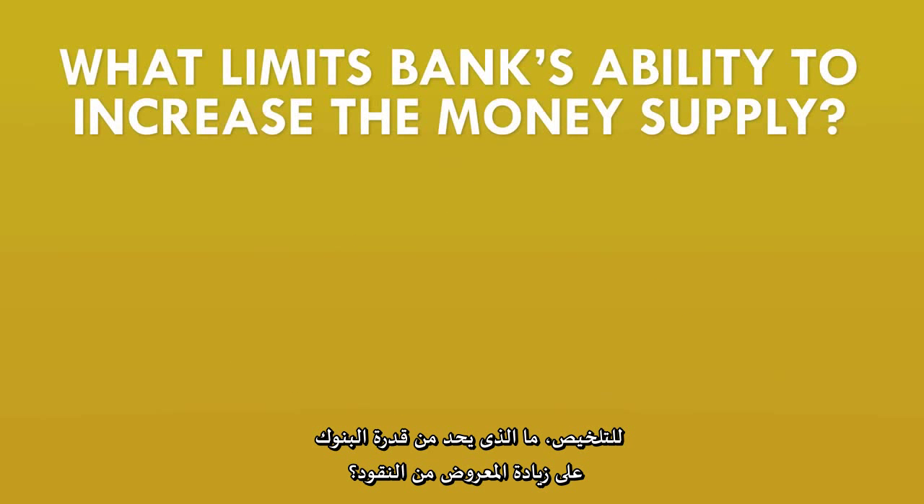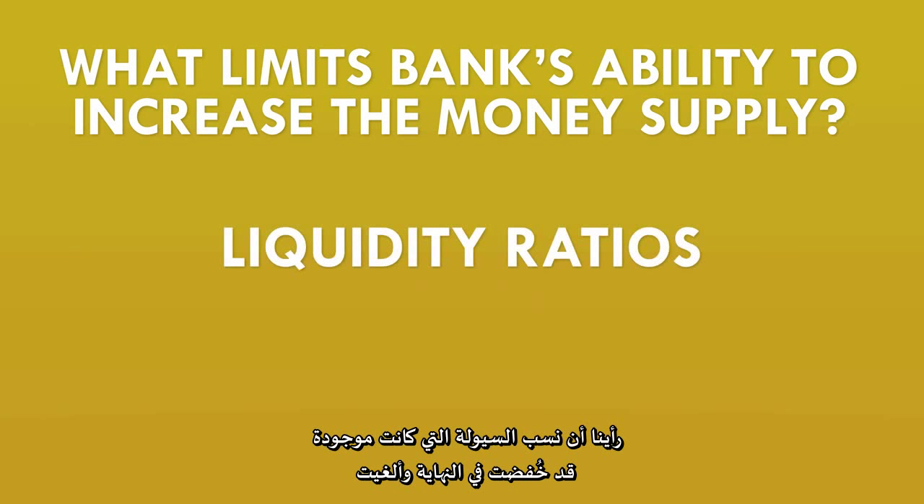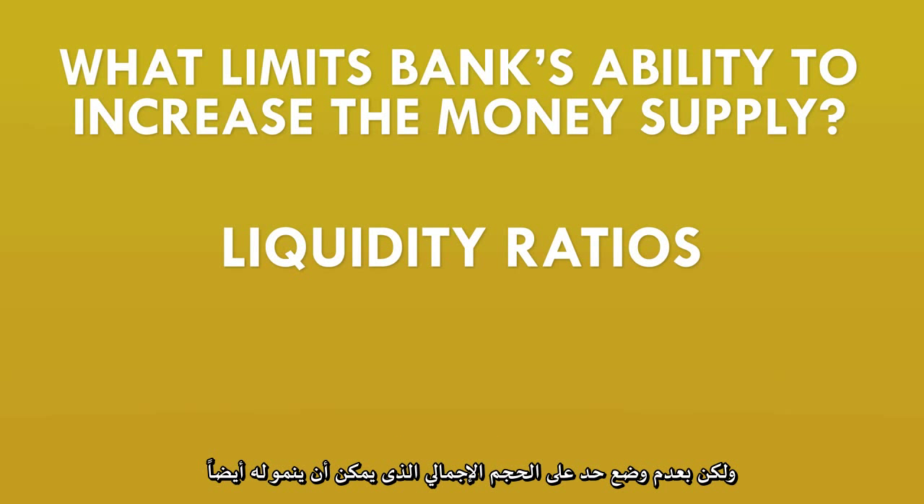So to sum up, what does actually limit the ability of banks to increase the money supply? We've seen that the type of reserve ratio that's discussed in the textbooks has never even existed in the UK. We've seen that the liquidity ratios that did exist have been reduced and eventually abolished, and that even when they did exist, they only limited the speed that the money supply could increase, but put no limit on the total size that it could grow to.